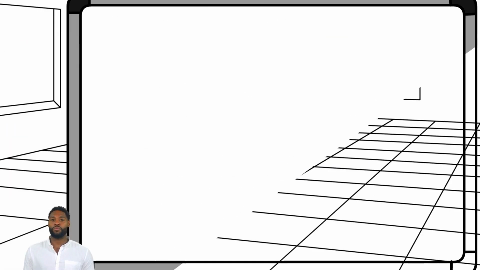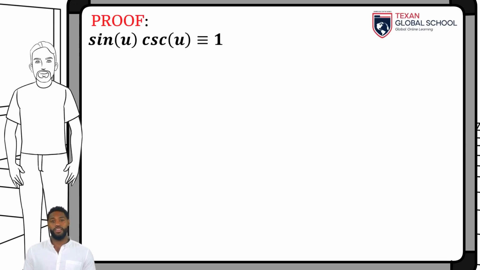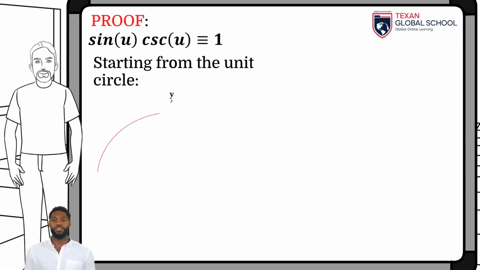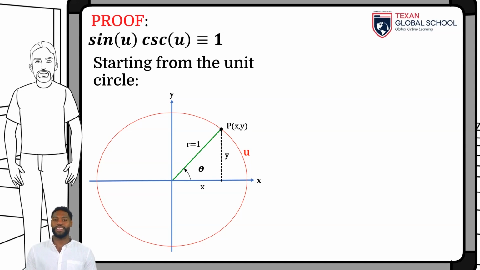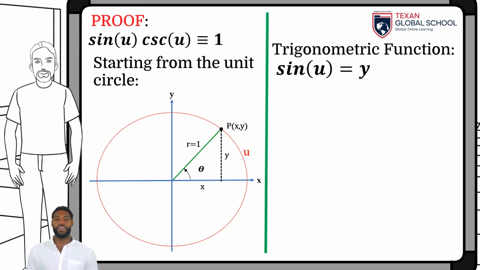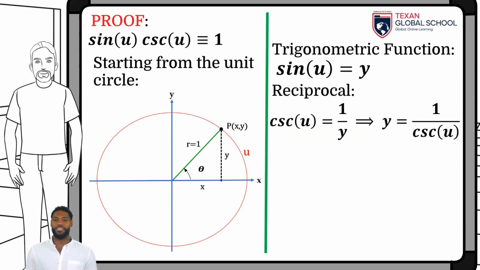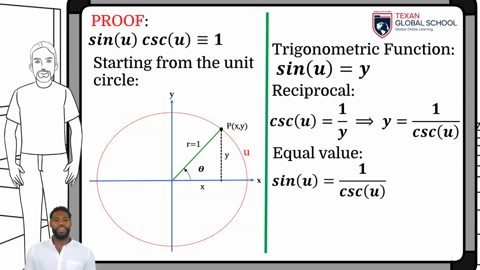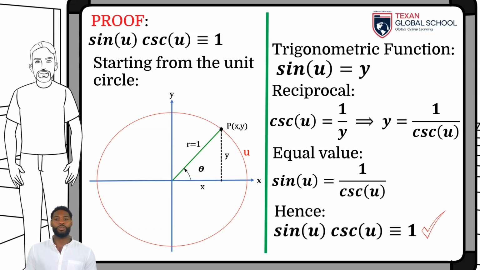For example, we will prove that sine of u times cosecant of u is identical to 1. Starting from the unit circle, with a radius equal to 1, we can see that the sine of u is the same as y, since the radius is 1. As seen above, the reciprocal of sine is the cosecant, therefore it is equal to 1 over y, where y is equal to 1 over cosecant. By using equal value, we have that the sine of u equals 1 over cosecant of u. Therefore, sine of u times cosecant of u is identical to 1.